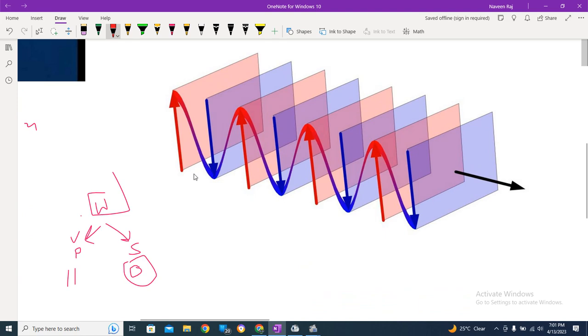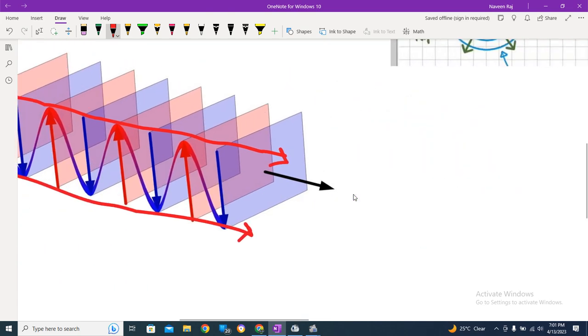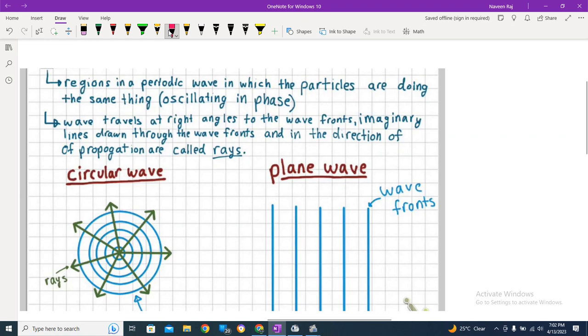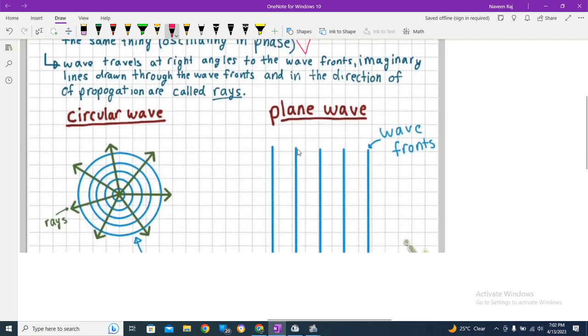Similarly in this case you're going to see that this forms from this point, and away from this direction over here. Yes, this is a planar wavefront, again a planar wavefront. I do hope that you are, time by time, getting how we are dealing with it. Now here's the important statement: regions in a periodic wave in which the particles are doing the same thing, oscillating in the same phase, lead to the formation of wavefronts. The wave travels at right angles to the wavefronts. I've told you before, there are two types: plane wavefronts and circular wavefronts.